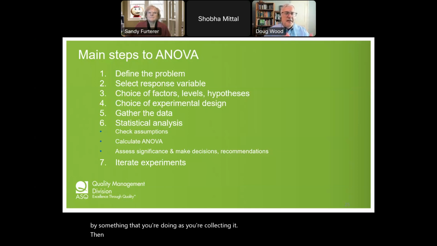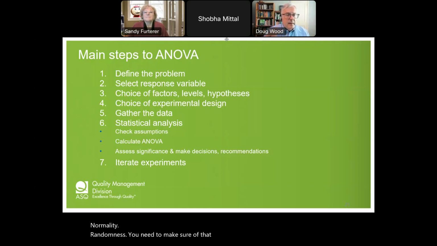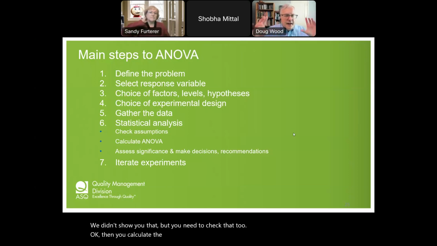Then you do the statistical analysis. As Sandy showed, you check your assumptions. Normality, randomness, you need to make sure of that. There's another provision where the variances of the different treatments need to be close to the same. We didn't show you that, but you need to check that too. Okay. Then you calculate the ANOVA, you make that neat little table, and you look at the answer.